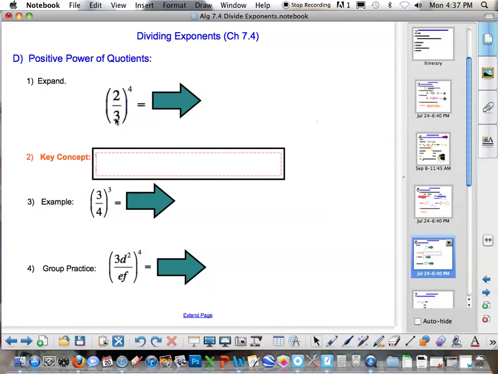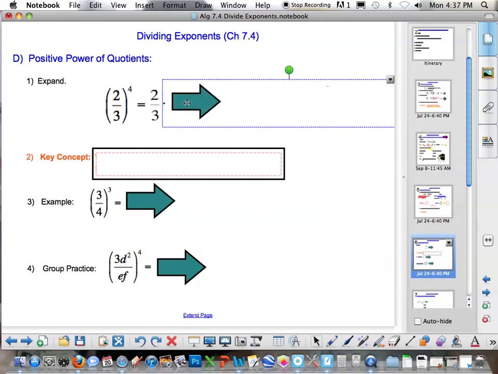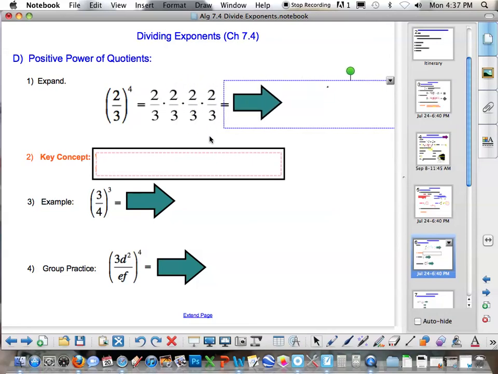2/3, 2 over 3, all with these parentheses around them, to the 4th power. Now this should make sense. If we write it out, this should be 2/3 multiplied by itself 4 times. 2/3 times 2/3 times 2/3 times 2/3. 4 times.